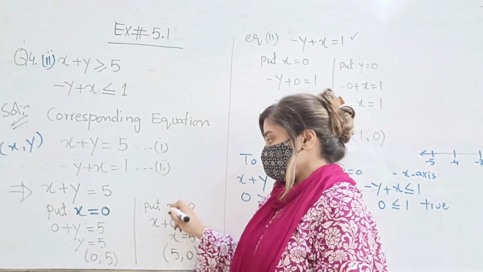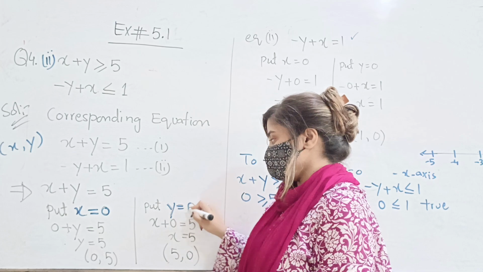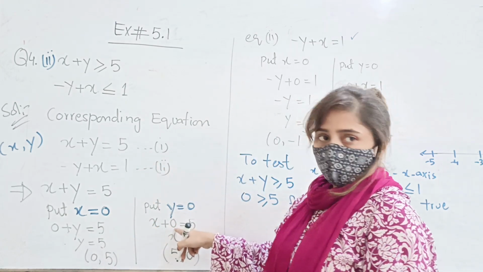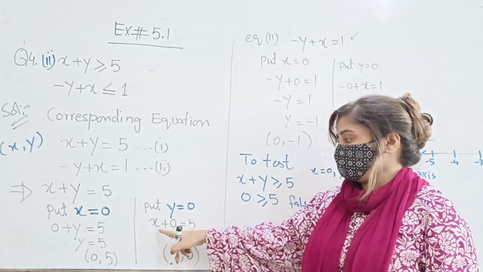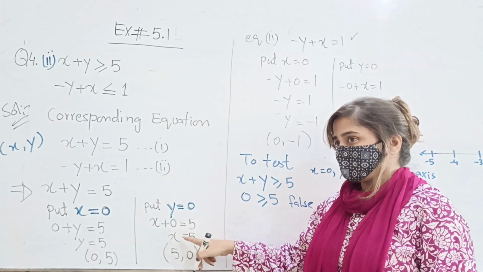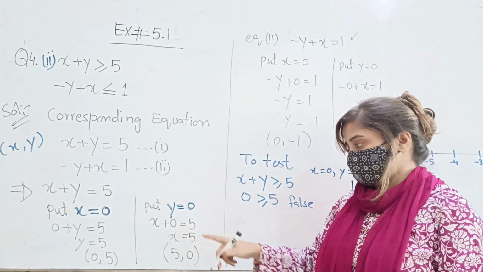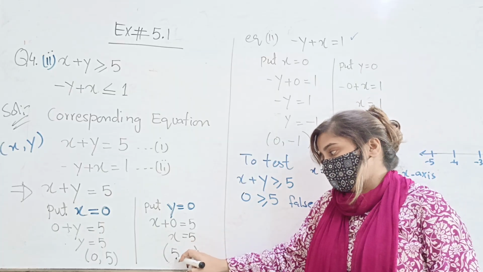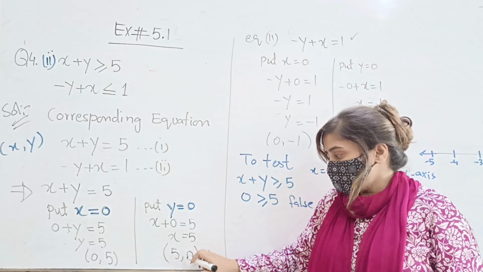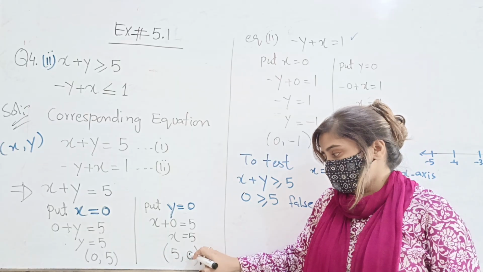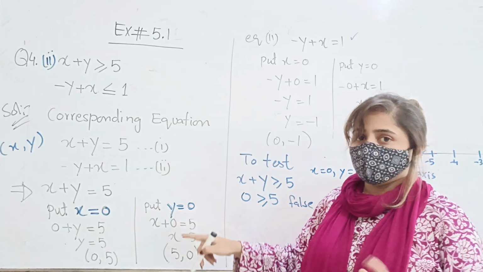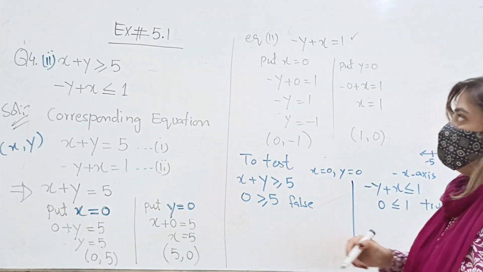Now we will put the y value 0 in the same equation 1. So in place of y I put 0, and then x plus 0 is x, which is equal to 5. So the first term x has the value 5, and 0 is the y value because we put the value of y as 0.